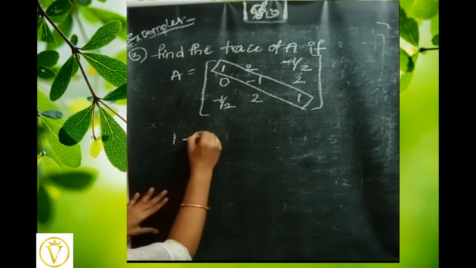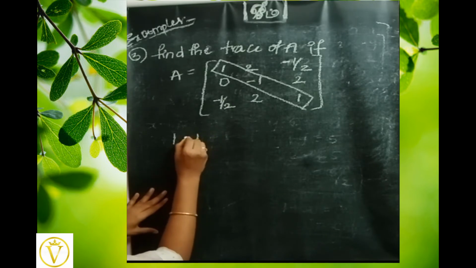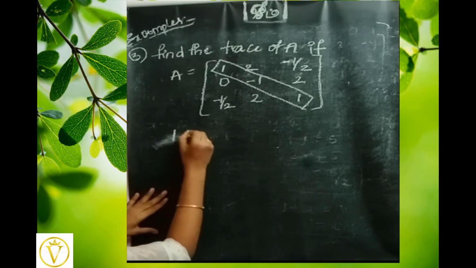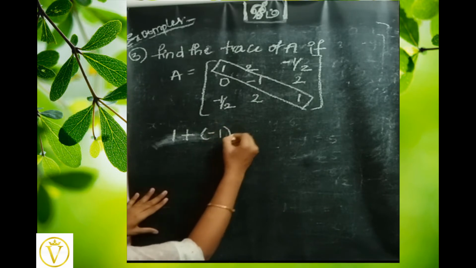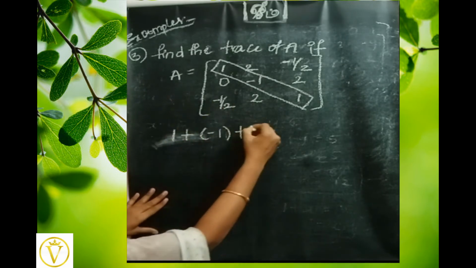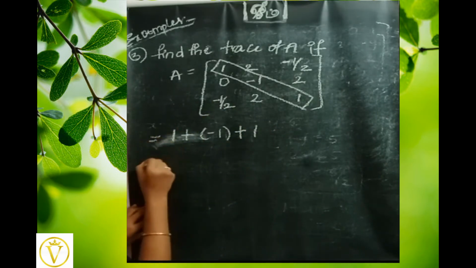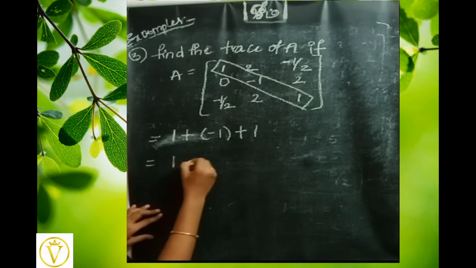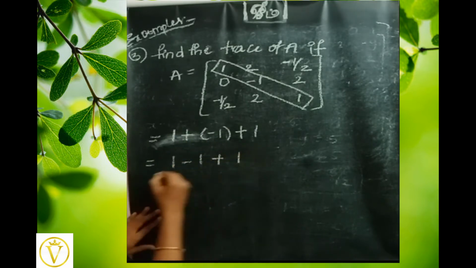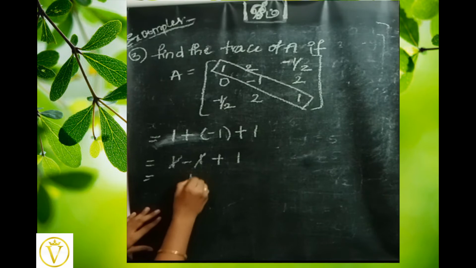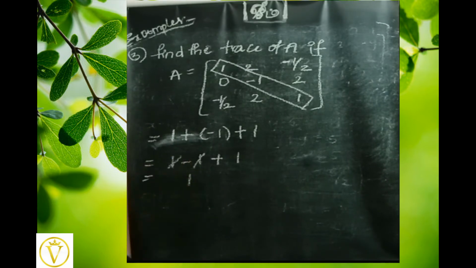1 plus minus 1, we have to add every element. So what will be here? 1 plus minus 1 plus 1. So this will get cancelled. The trace of the given matrix is 1. Very simple and very important also.